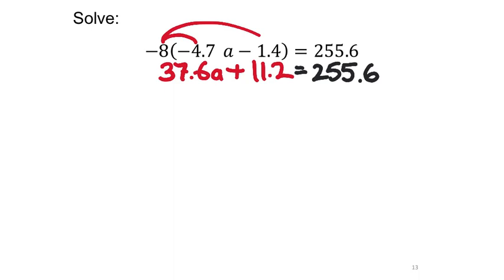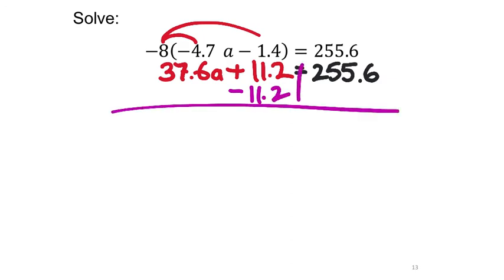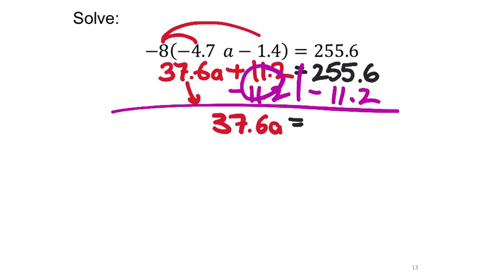Then I would need to zero out the 11.2 because I don't want to combine it with the A's, so minus 11.2 from both sides. Zero that out. We'll drop our 37.6A, which now equals, looks like 244.4 in my calculator. And then one final step. Let's just get rid of that 37.6, change it into a phantom 1, which requires division now.